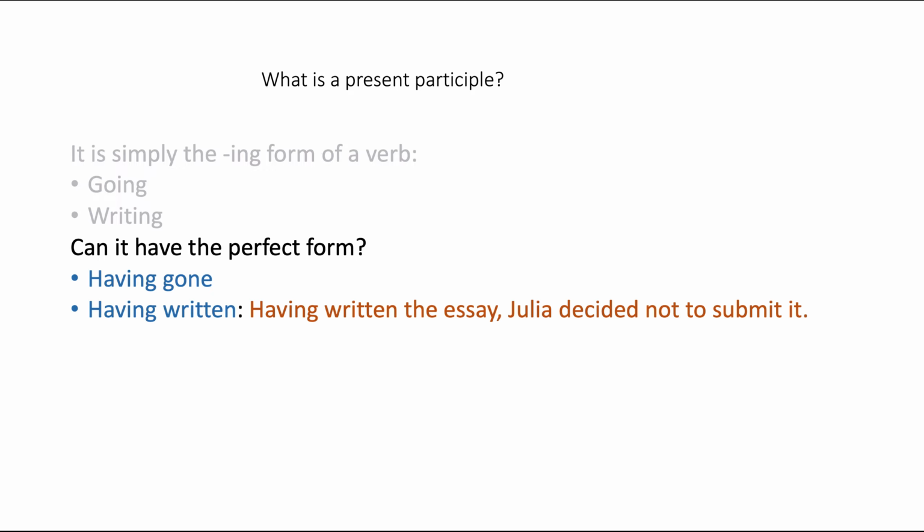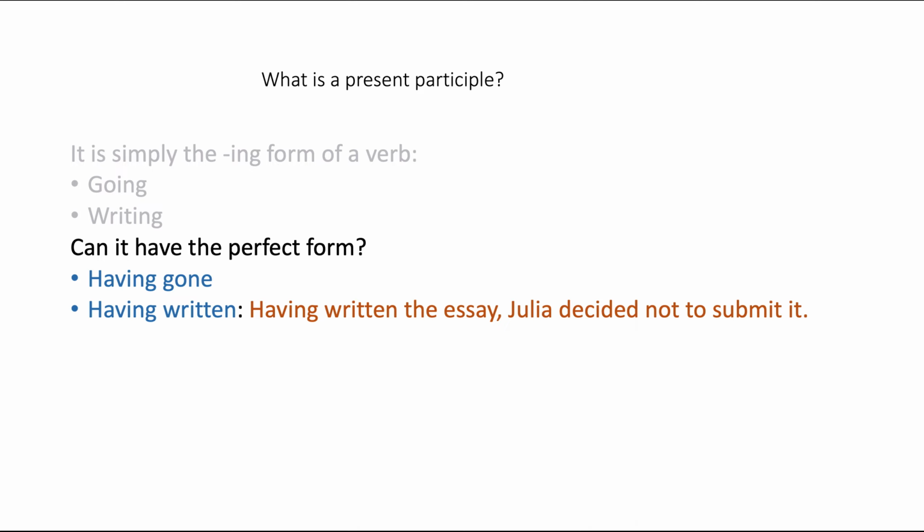Here is one example using this perfect present participle, having written. So you can say, having written the essay, Julia decided not to submit it. Why do we use this? Can we just say, writing the essay, Julia decided not to submit it? The answer is simply yes, you can do that, but the meaning would be different. And I'm going to talk about this later on in the video.